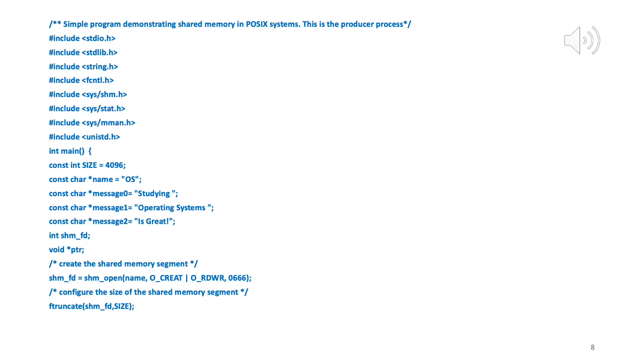Now coming to the program, we have our main. The constant int SIZE is 4096. So 4096 bytes, or in other words 4 kilobytes, or 4K, is going to be the size of our shared memory object.